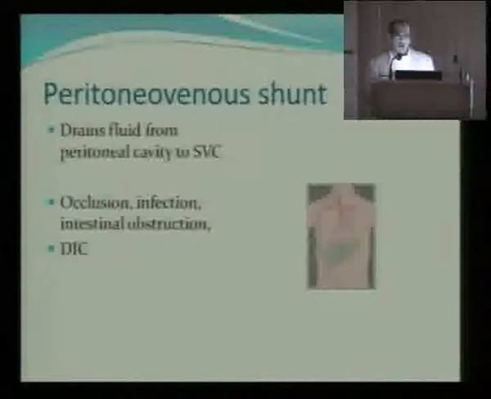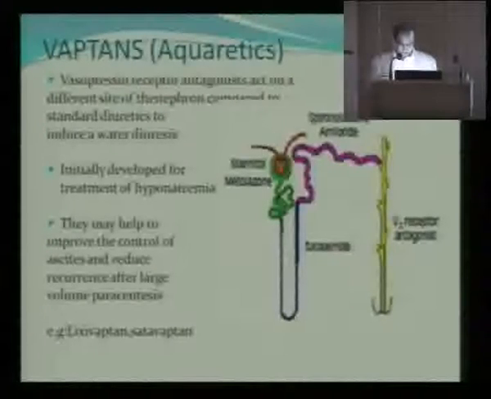In children who have absolutely refractory ascites and chylous ascites, where you know you've tried all your modalities of treatment and they do not work, then a peritoneovenous shunt we have tried in this situation, and that has helped, but it is prone to occlusion, infection, and intestinal obstruction.